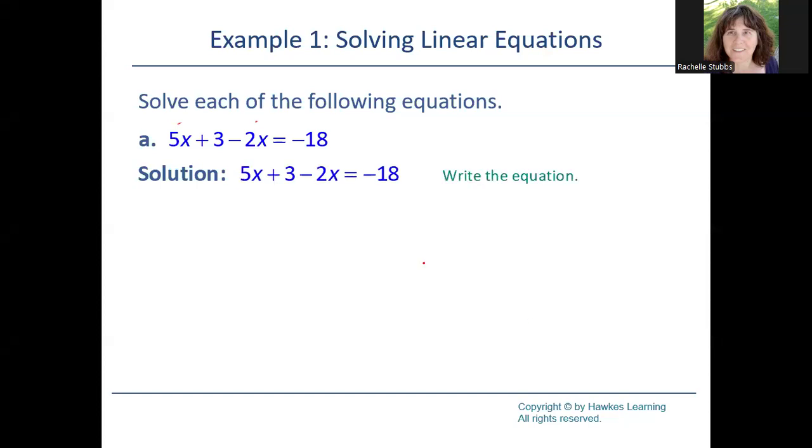So I'm going to combine them together, the 5x and the negative 2x. That gives me 3x, doesn't it? 3x plus 3 equals a negative 18. So I've taken care of step 1, which was combining like terms. Step 2 was adding or subtracting.